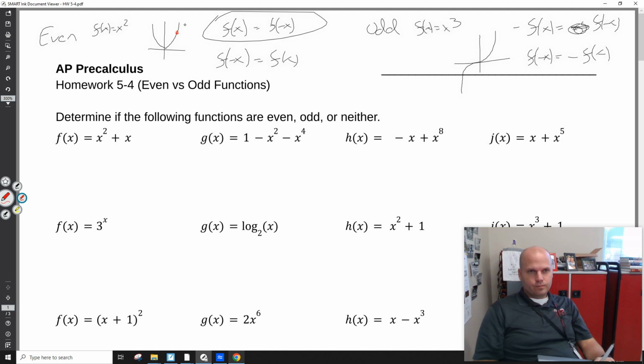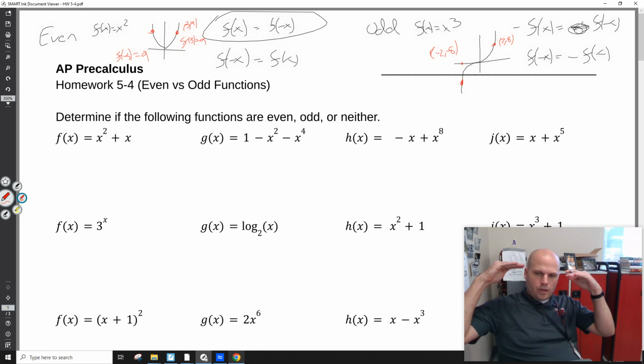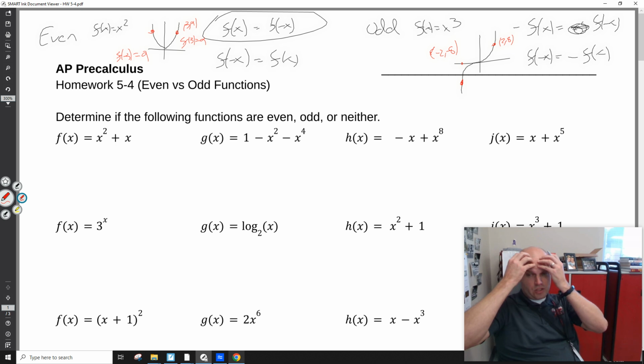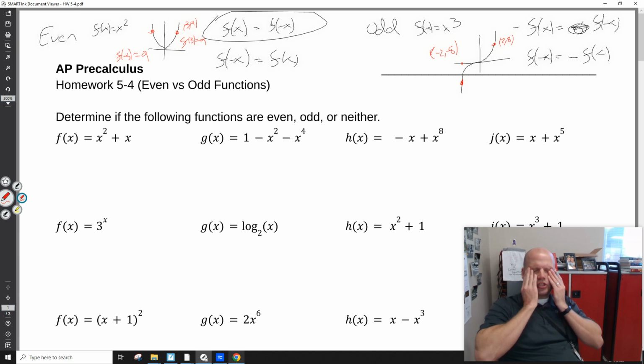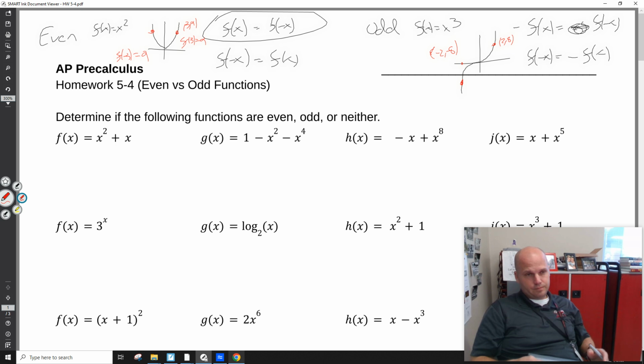3, 9. If I plug in 3, I get positive 9. If it's an even function, if I plug in negative 3, I should get positive 9, and I do. That's that symmetry. Here, talk about 2, 8. If I plug in negative 2 and I get negative 8, it's an odd function. Okay? If plugging in negative x is confusing, you can use a number to double check things. So let's get to it.